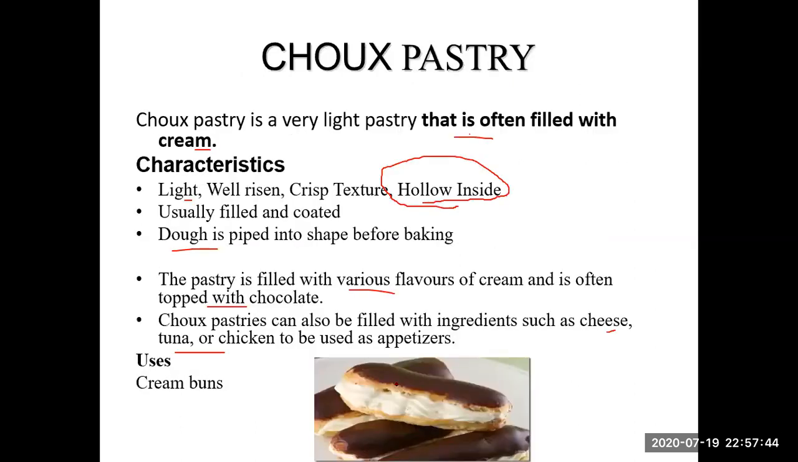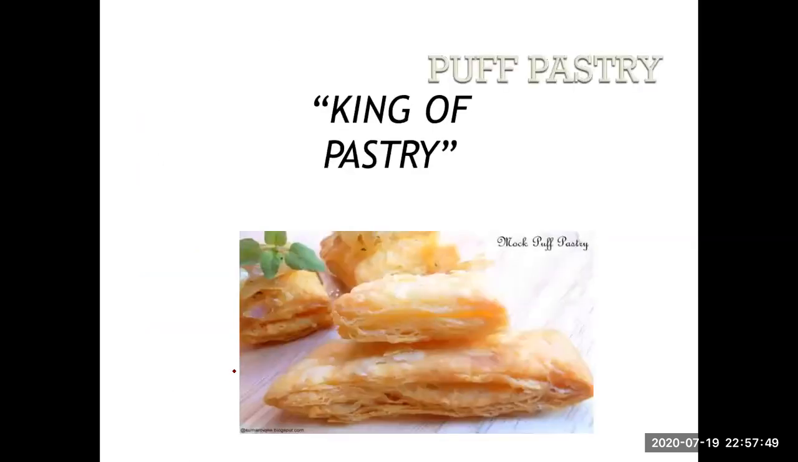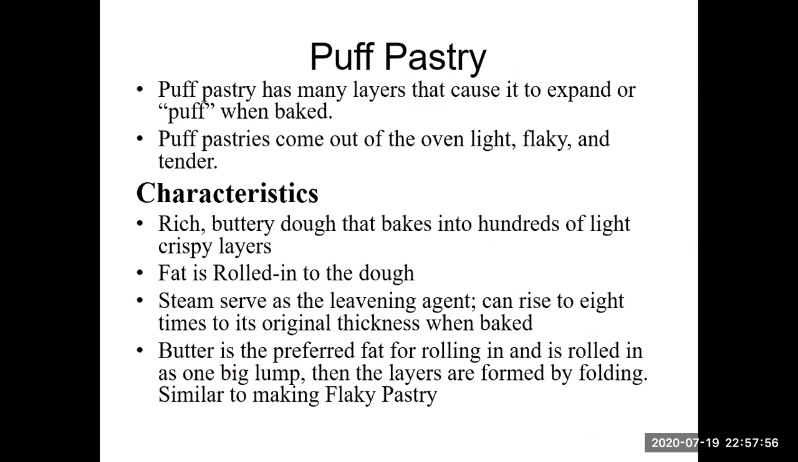Then our another kind of pastry is called puff pastry. Actually, it's very popular and it's called the king of pastry. So there are also some characteristics of that. We already said that it will be puffy, leavening type material, and there will be so many layers there. Okay, there will be more than two or three layers. Puff pastries come out of the oven light, flaky, and tender.